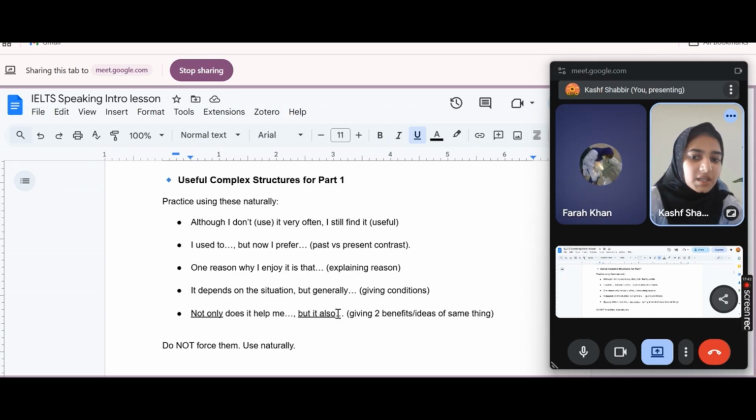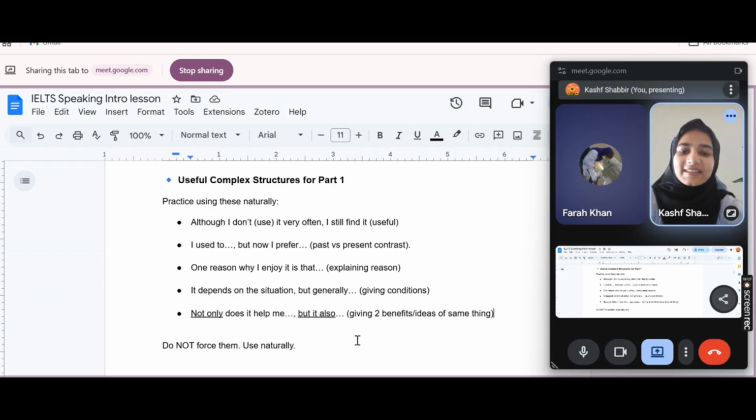All right. Now we have studied these five sentence structures. They can be used in any type of question. Just don't force them. Use them where you find that they can fit naturally. At the beginning, when we will be practicing speaking part one, force yourself. After that, you will get used to it.